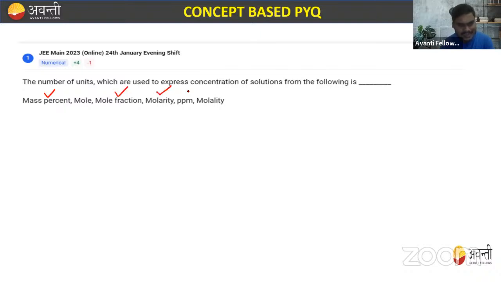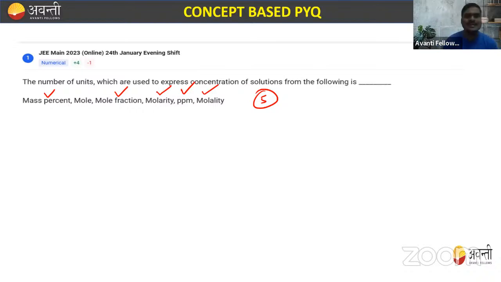Molality, right? And one is ppm. So 1, 2, 3, 4, 5. So out of these 5 quantities, we are using them for expressing the concentration of the solution, right? So the number of units which are used to express the concentration of the solution from the following is equal to 5.